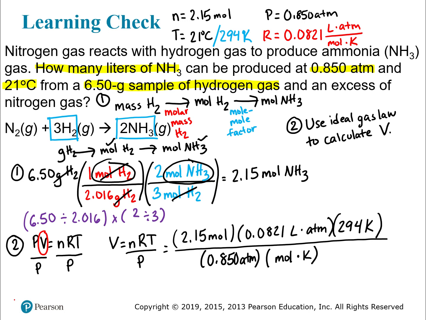Then we go through and make sure that all of our units cancel. We've got moles canceling, Kelvin cancels, atmospheres cancel, and we're left with liters. Multiply everything at the top, divide by 0.85. We make 61.1 liters of ammonia gas in these conditions from 6.50 grams of hydrogen gas.